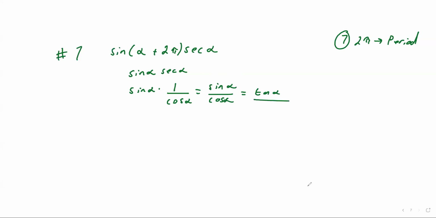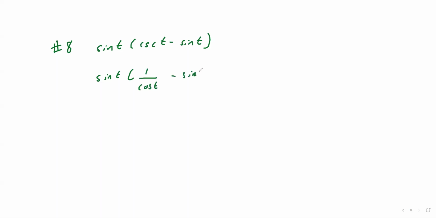All right, let's pull another question. We'll look at number 8. Number 8 says sine t times cosecant t minus sine t. In this example, again, the best route is to convert things into sines and cosines. So I have sine t, and using the reciprocal identity, this is 1 over cosine t minus sine t.